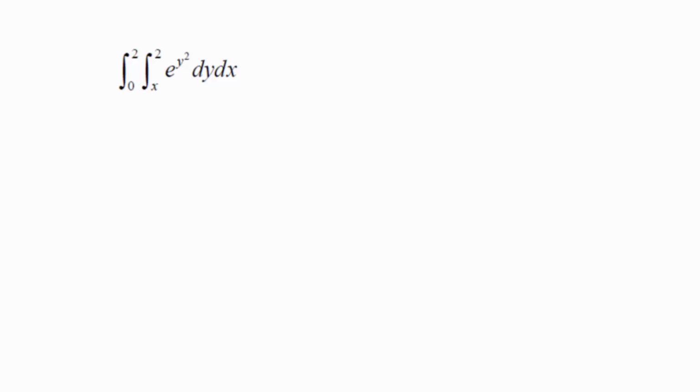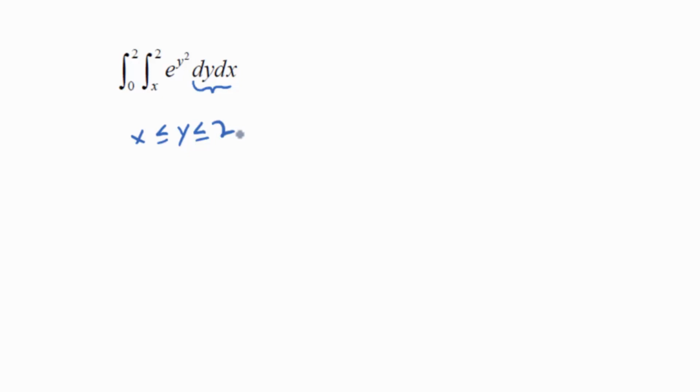We're going to evaluate it by reversing the order of integration. So think about what the order dy dx means. It means you integrate with respect to y first and then with respect to x. And these inner limits of integration tell you that y lies between what? x on the bottom and then 2.